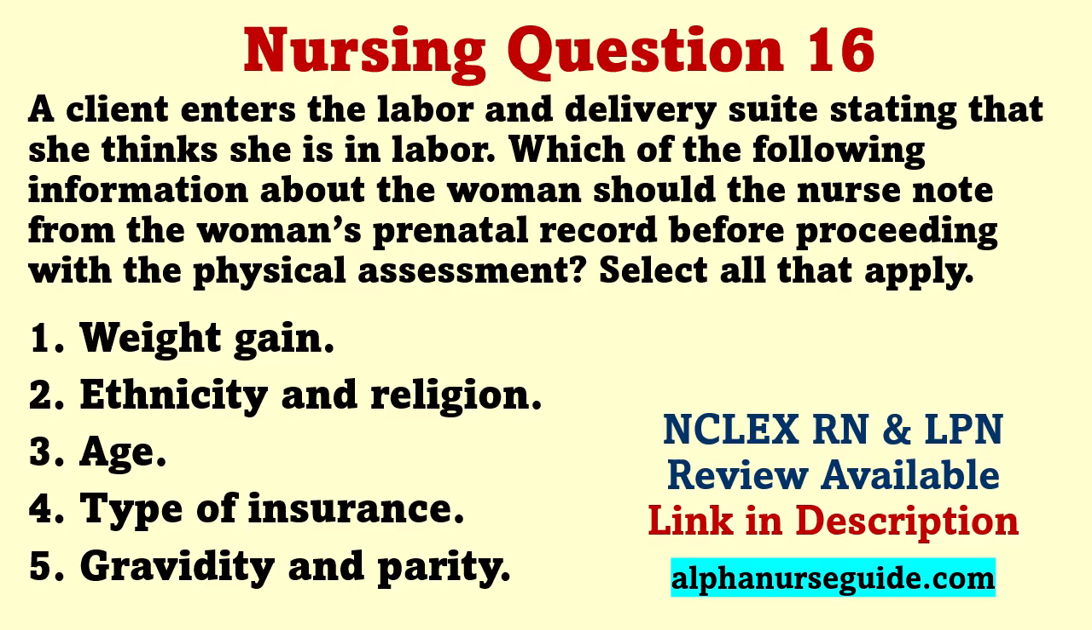The correct answers are 1. Weight gain. 2. Ethnicity and religion. 3. Age. And 5. Gravidity and parity. Before proceeding with a physical assessment, the nurse should check the client's weight gain reported in her prenatal record. The client's ethnicity and religion should be noted before physical assessment. This allows the nurse to proceed in a culturally sensitive manner. The client's age should also be noted before the physical assessment is begun. The type of insurance the woman has is not relevant to the nurse. The client's gravidity and parity, how many times she has been pregnant and how many times she has given birth, should also be noted before a physical assessment is begun.